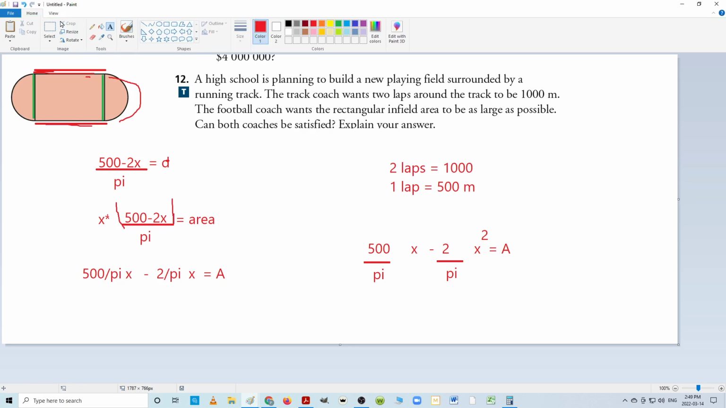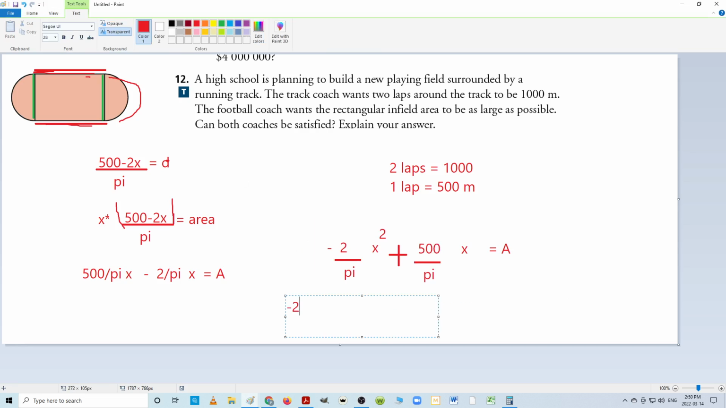So rearranging that, I want my minus 2 over pi x squared up front, and it's going to be plus that. Well, you do the same thing. I don't want anything in front of my x squared, so I'm going to divide both things by minus 2 over pi. I'm going to factor out minus 2 over pi. It's not going to be that big of a deal. I'm going to be left with x squared.